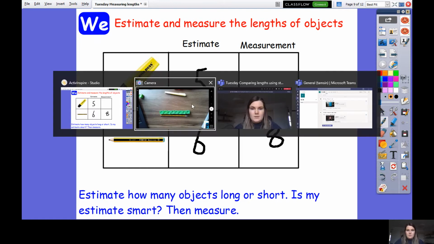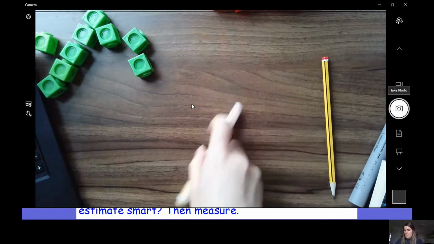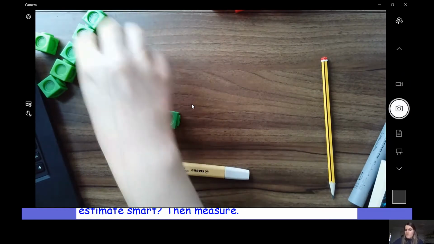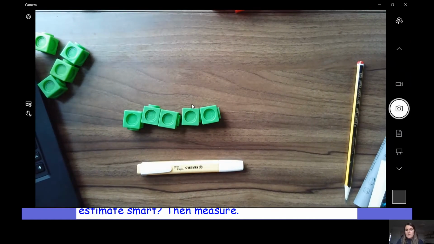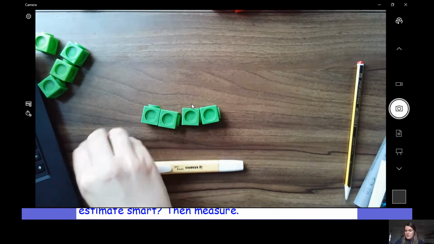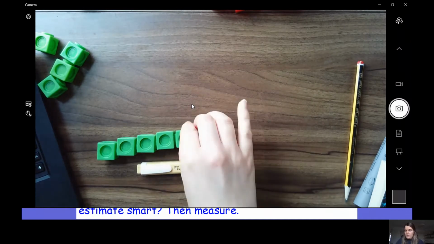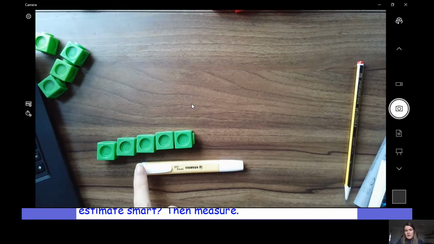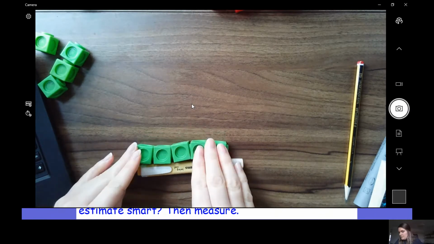Okay, what about the highlighter? We thought the highlighter was 5 cubes. Okay, so we're going to get how many cubes? 5. Well done. 1, 2, 3, 4, 5. Where do I need to put my cubes? Along. Okay, I'm going to start over here. 1, 2, 3, 4, 5. Perfect. I have to start at the end of the highlighter. Okay. Right. There we go.